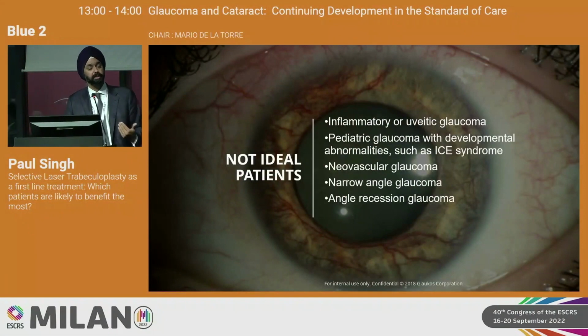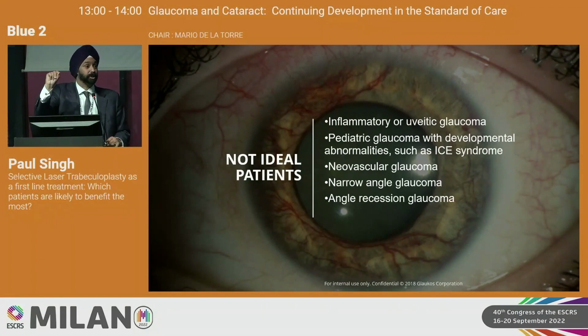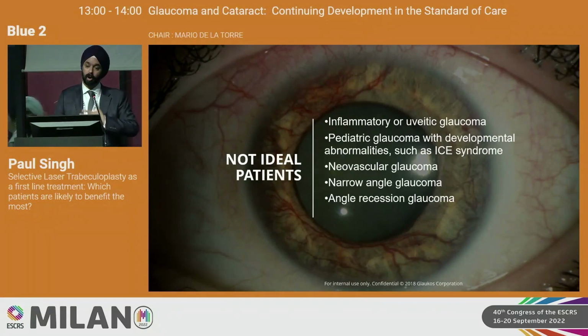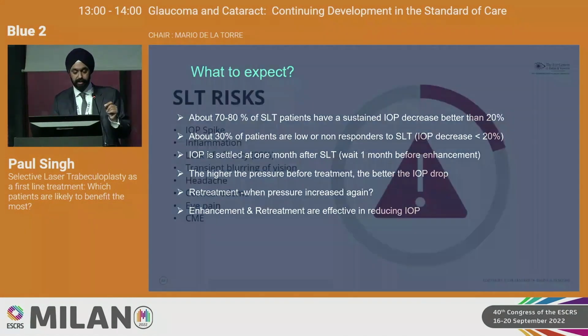Just be careful of patients who've had inflammatory, uveitic, neovascularization, people who are narrow. If you cannot see the trabecular meshwork, it's not a good idea to perform SLT. But all those other POAG patients are a very good patient population as well. Just for the sake of it, I'm going to fast forward through some of these, just to get through some of the other slides here.